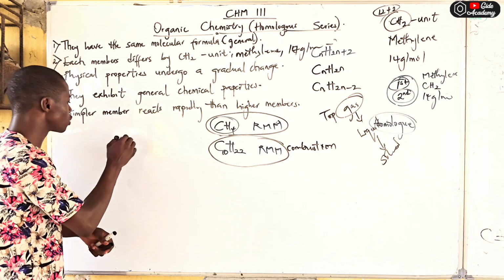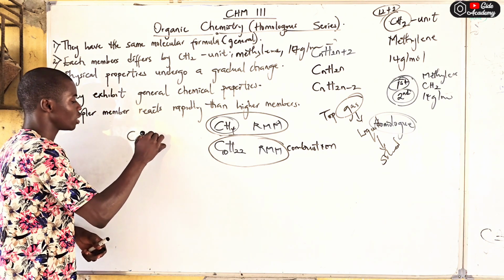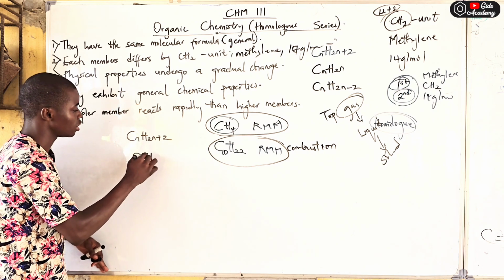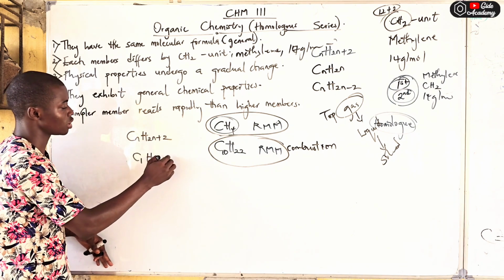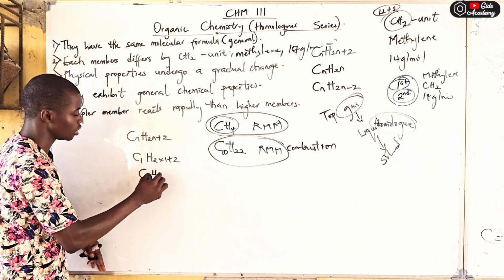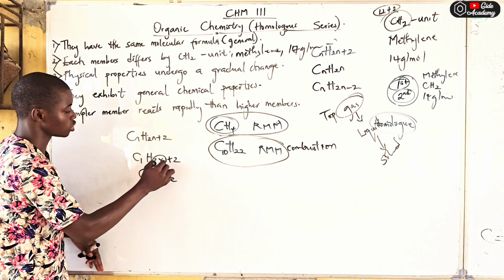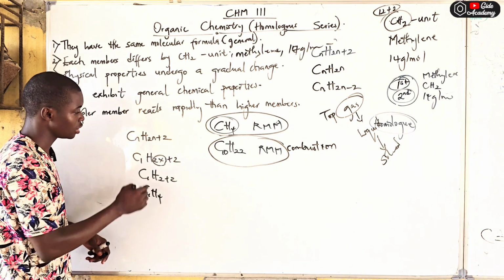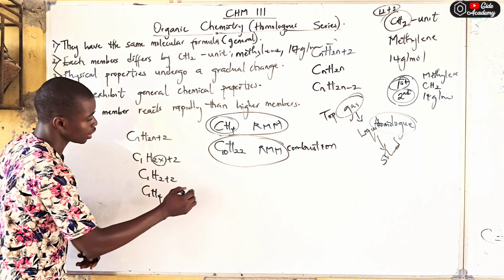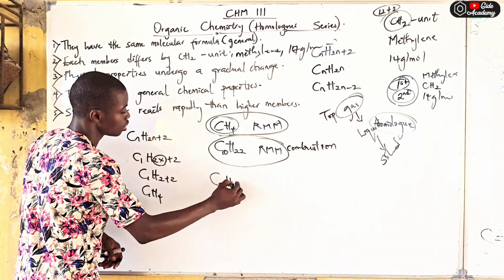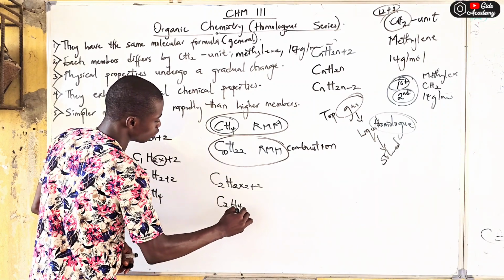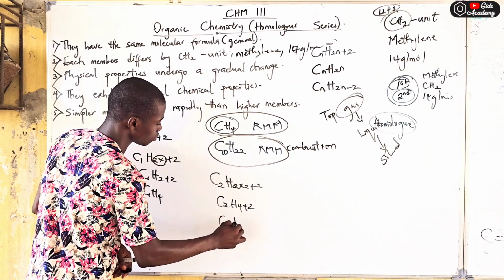Let me quickly show you something that you need to know under this homologous series. For example, using this formula CnH2n+2, let's say the value of n is 1. You have C1H2 times 1 plus 2, which will give us C1H2 plus 2, that is C1H4. Then if you change n to 2, it will now be C2H2 times 2 plus 2, that is C2H4 plus 2, which gives us C2H6.